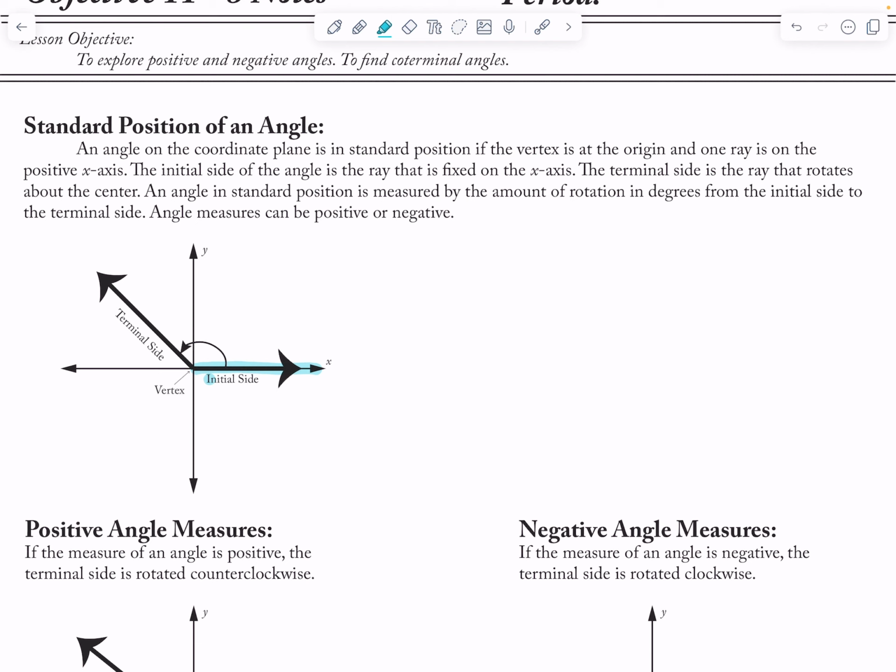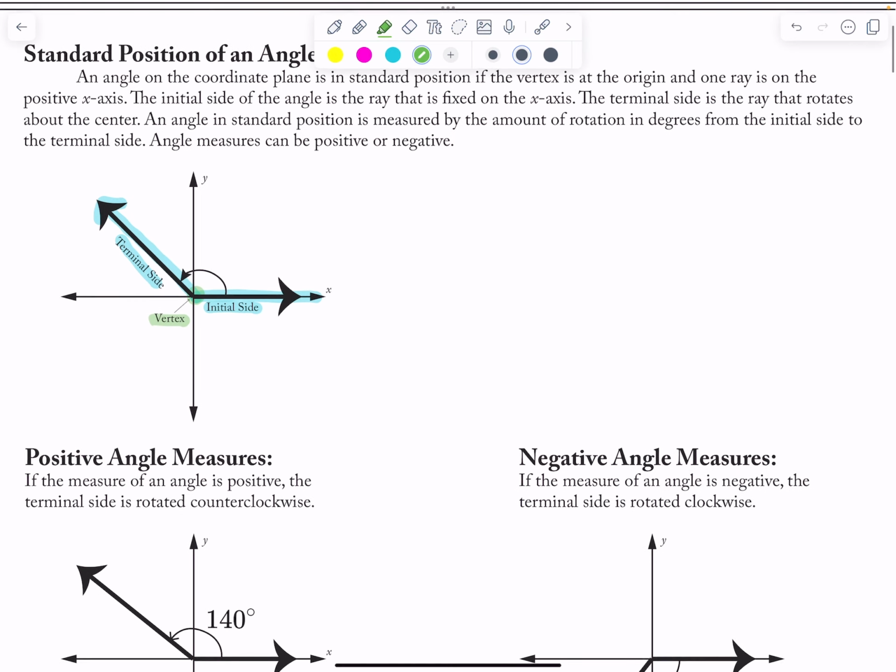x-axis, and we call that our initial side. And then if we go counterclockwise, this would give me a positive angle, which we'll talk about in just a second. But where we end is called the terminal side, and then the center here is called the vertex of the angle. We rarely will talk about the vertex, but we will use the idea of initial side and terminal side as we talk about angle measurements.